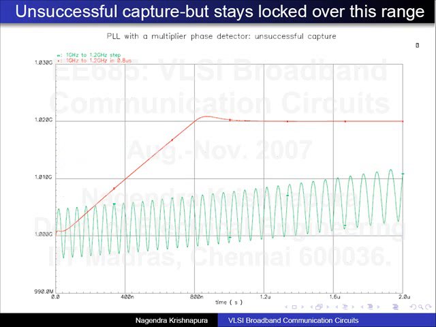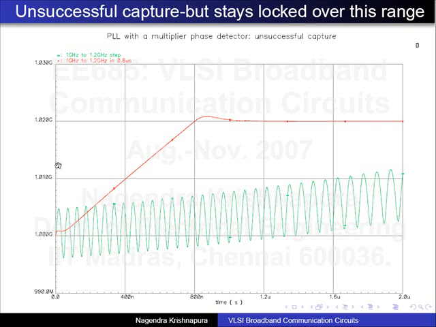Now I step it from 1 to 1.2 gigahertz. So I've done two things here. Again, it's the same PLL. I have ramped the input frequency. Okay, I have not stepped it. I have ramped it slowly over 800 nanoseconds. So you can see that it is essentially maintaining lock throughout and finally settles to this value. That is the red curve.